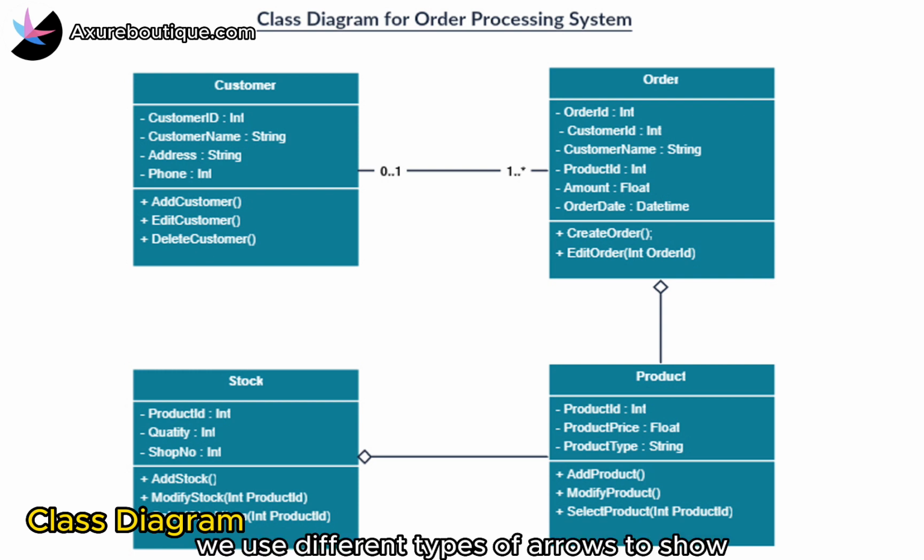We use different types of arrows to show the relationships between classes. Here's an example of a class diagram.